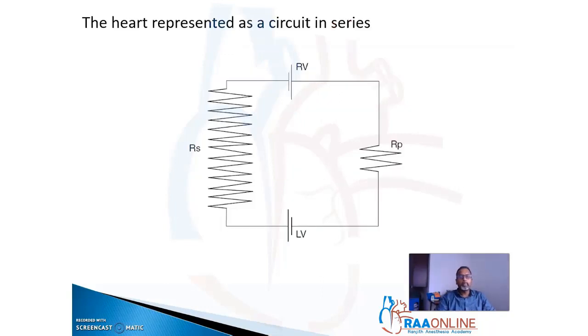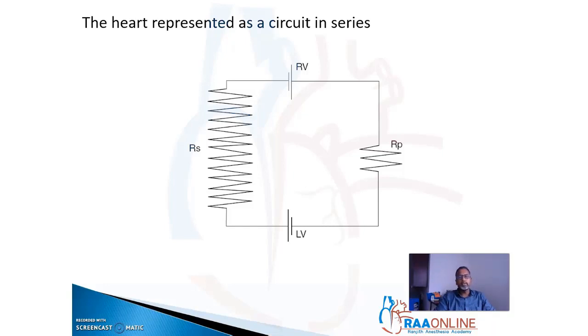If you look at the heart as a circuit, you can say that the biventricular physiological normal heart can be considered as a circuit in series. That means your right ventricular outflow is depending on the pulmonary vascular resistance, or the resistance in the pulmonary system. Then the left ventricular output is depending on the resistance in the systemic vascular system.